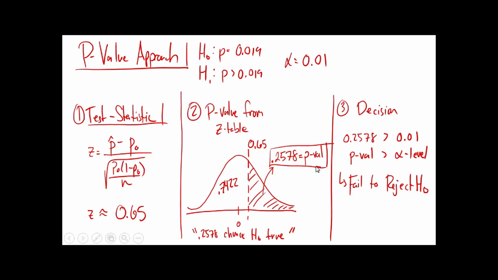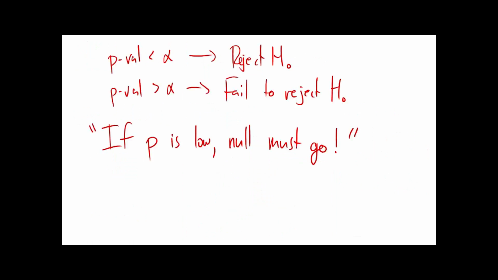So two different approaches, same result. Typically I would do a p-value approach, I think. StatCrunch will calculate p-values for you if you do those hypothesis test options. I'll show you how to do that in a second.